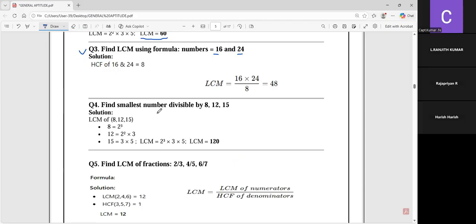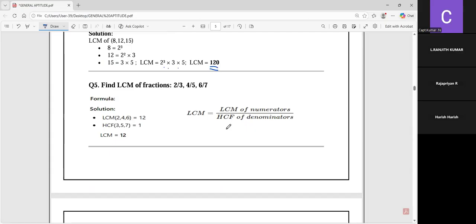The smallest number divisible by 8, 12 and 15. So 8, I'm going to write like 2 power of 3. 12, I'm going to write like 2 square into 3. And 15 is 3 into 5. So LCM, take the maximum power: 2 cube, 3, and 5. LCM is 120.